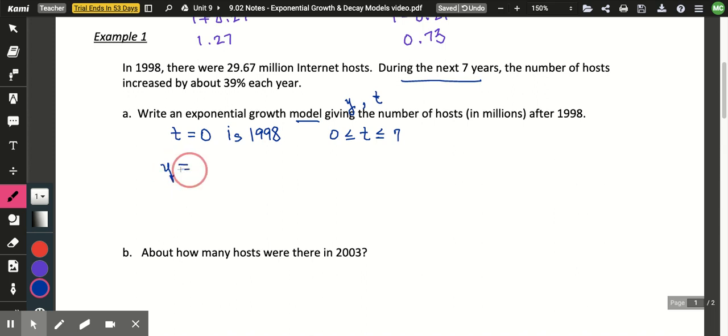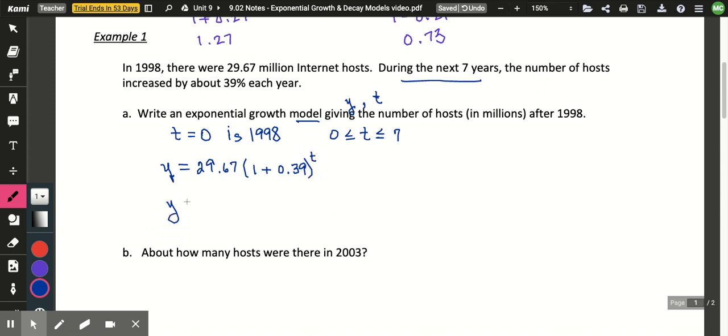I'll say y equals, and they tell me that there are 29.67 million internet hosts at that starting time. So I'm going to put that in, 29.67. And then it's increasing by about 39% per year. So since it's increasing, it would be 1 plus, and then 39% I would put in as 0.39 to the power t.